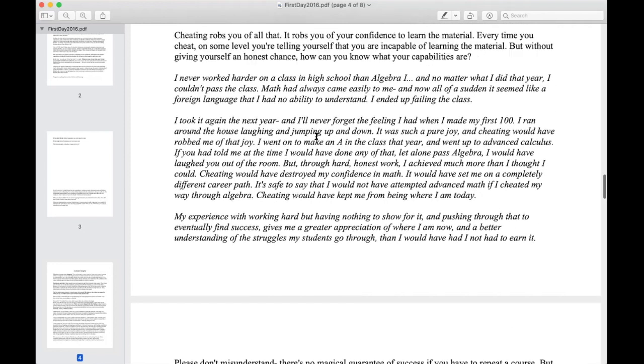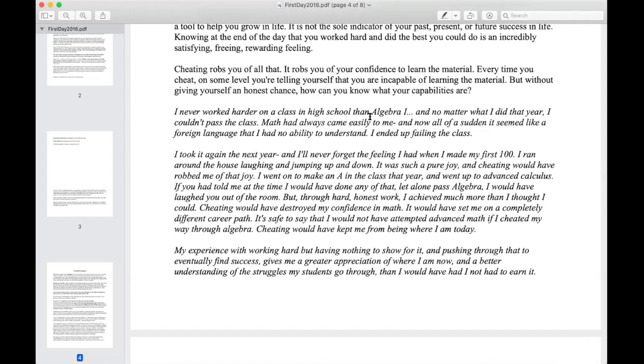And cheating robs you of knowing that you did the best thing you could do, that at the end of the day, you put in your best effort, that you tried your best. But if you don't put in your own work, if you take shortcuts, then you tell yourself that you couldn't have done it to begin with, and you rob yourself of knowing what you could have done.